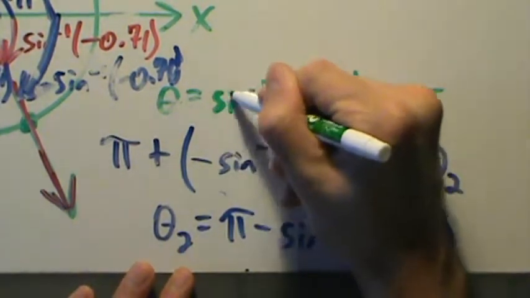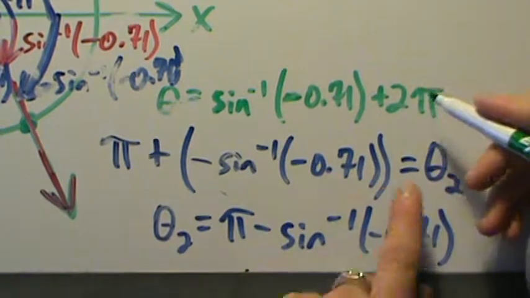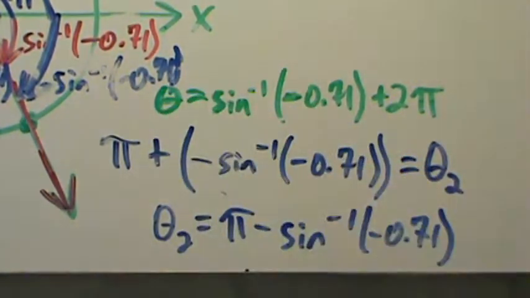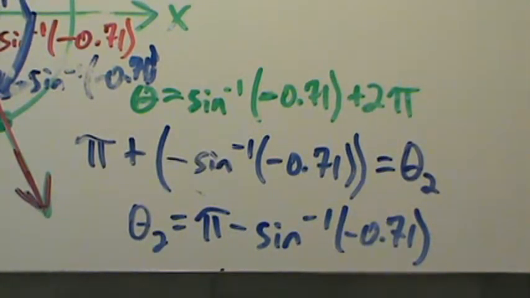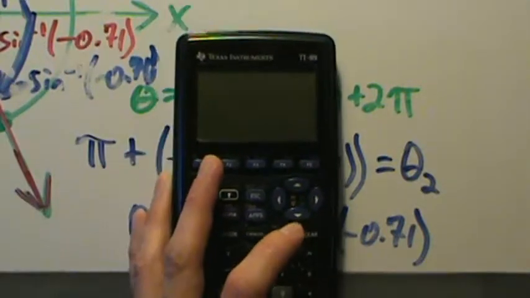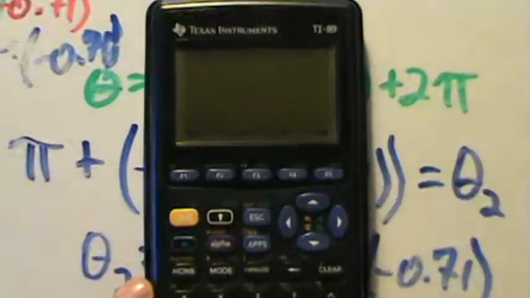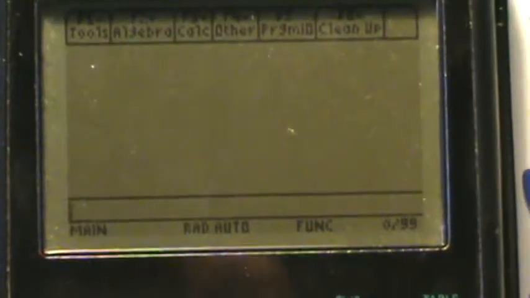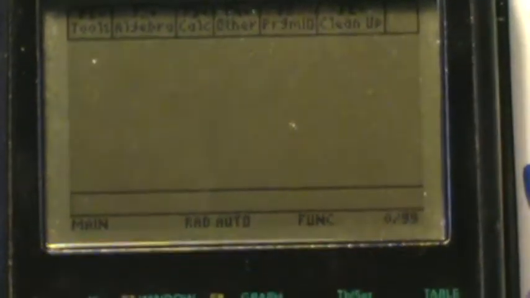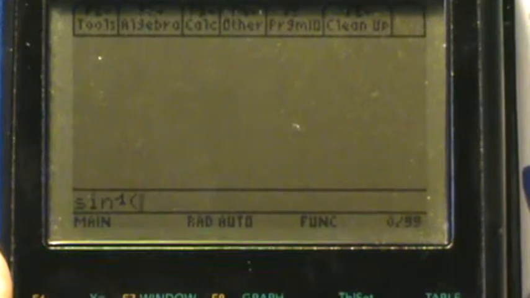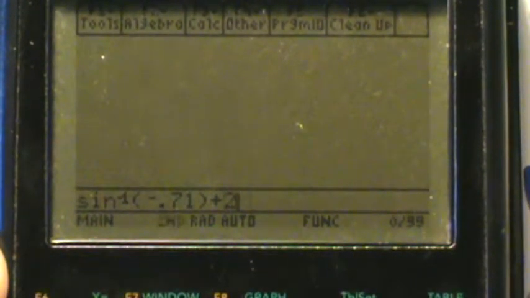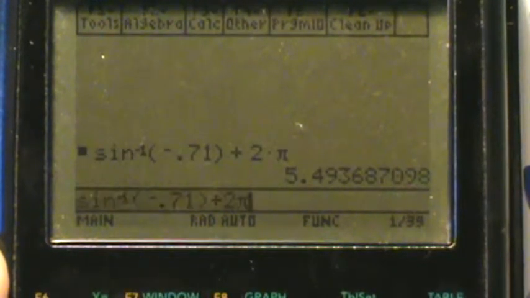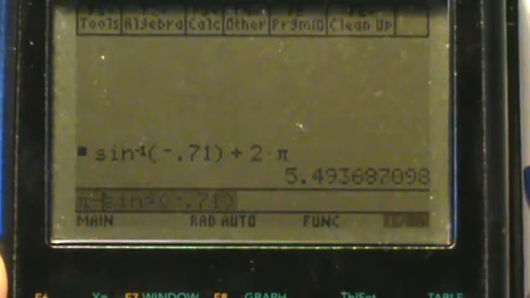Inverse sine of negative 0.71 plus 2 pi is one of our answers. And the other one is just pi minus the inverse sine of negative 0.71. So let's turn to our calculator and see what those answers are, approximately. Again, make sure that we're in the radian mode, and make sure that we actually do inverse trig and not just regular trig. So inverse sine of negative 0.71, then we have to add 2 pi to that. And the other thing we wanted was pi minus the inverse sine of negative 0.71.